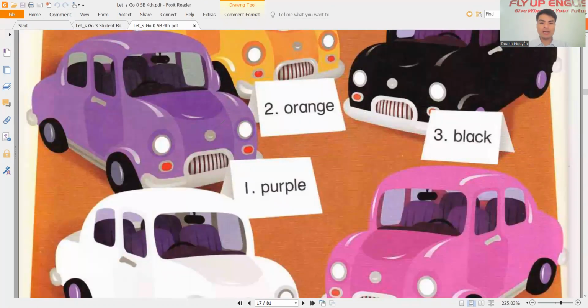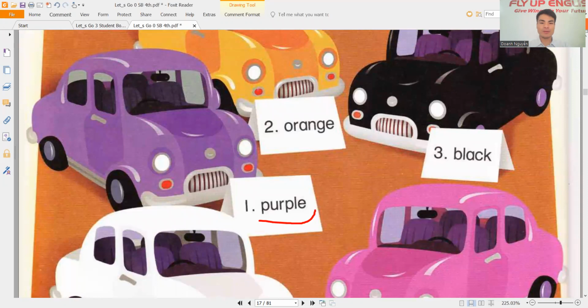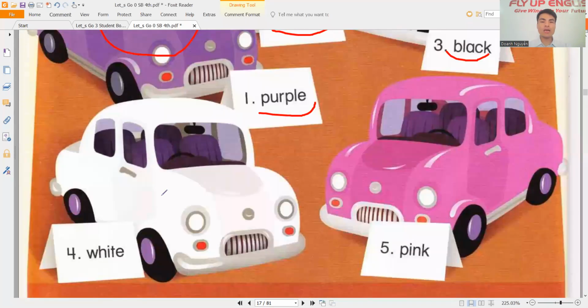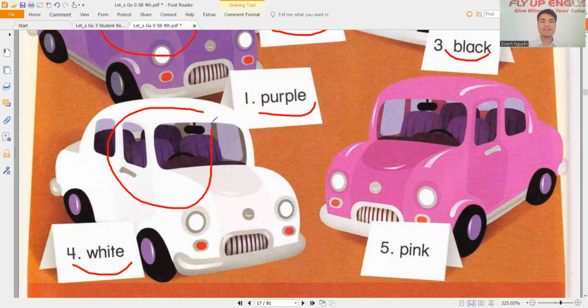Now, what color is it? Number one, it's purple. Okay, it's purple. Number two, what color is it? Yes, it's orange. Number three, what color is it? It's black. Yes. Number four, what color is it? Yes, it's white. Number five, what color is it? It's pink. Okay, good job.